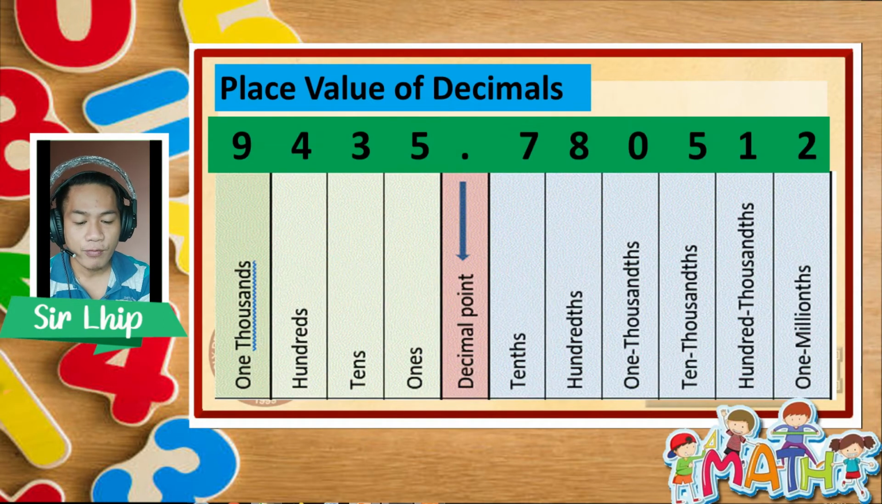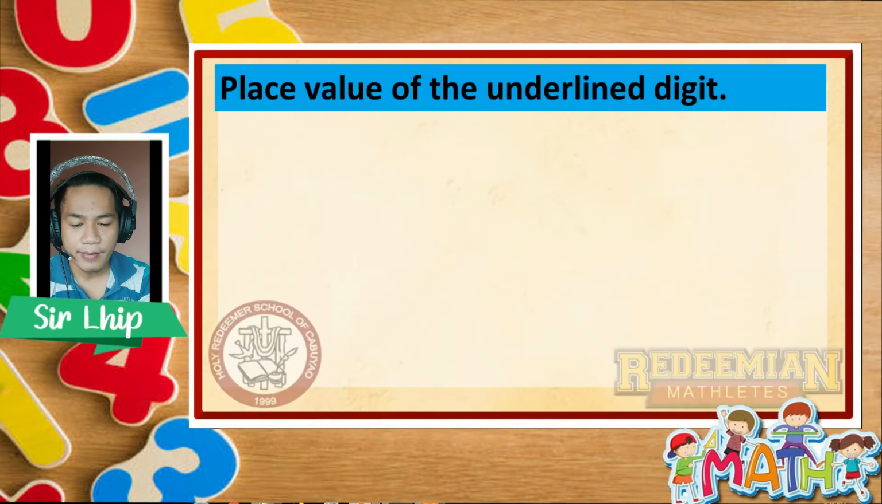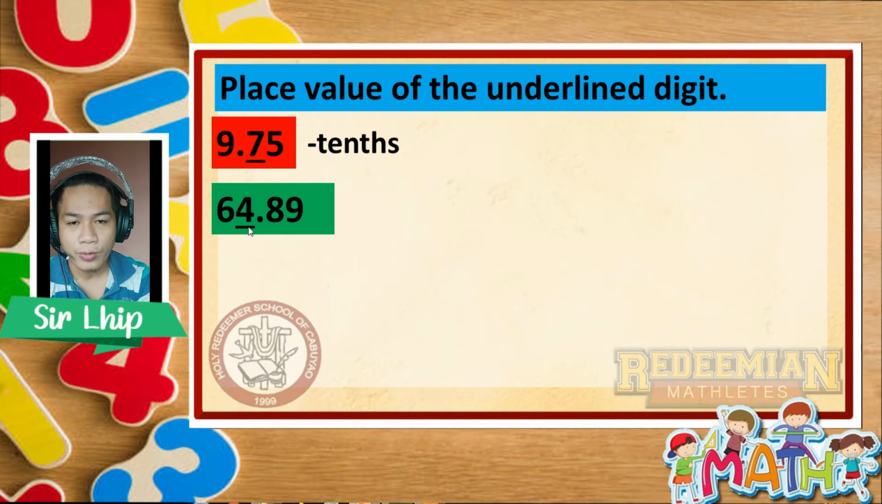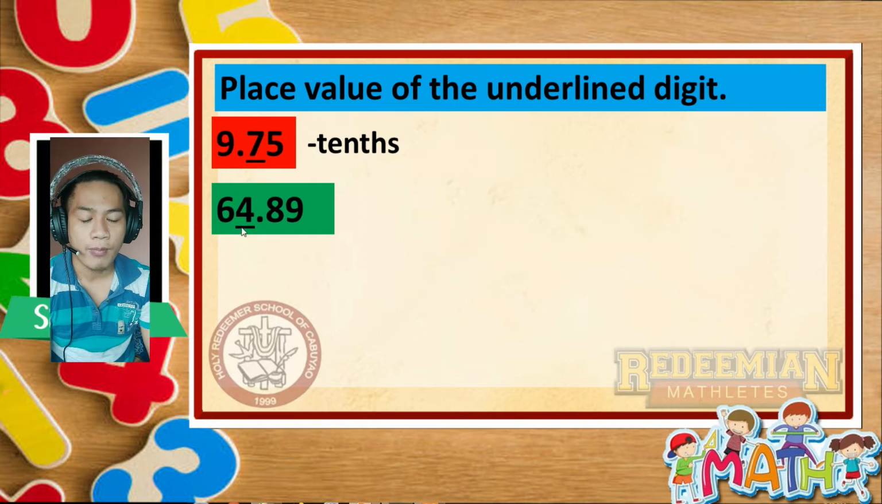Example, 9,435 and 780,512 millionths. Example, 9.75. The underlined digit is 7. So the place value of 7 is tenths. 64.89 or 64 and 89 hundredths. The underlined digit is 4. So going to the left, the place value of 4 is ones.